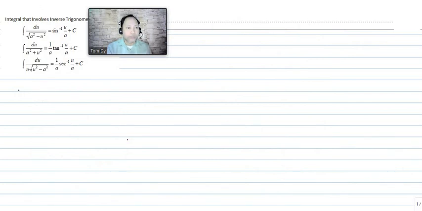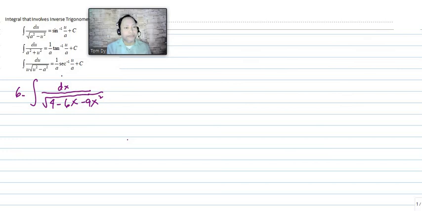This time we will proceed with example number 6. So we have the integral of dx over the square root of 4 minus 6x minus 9x squared. If you look at this one, this is similar to integrals that involve arcsine. So we have dx over the square root of 4 minus 6x minus 9x squared, and we will rewrite this one.